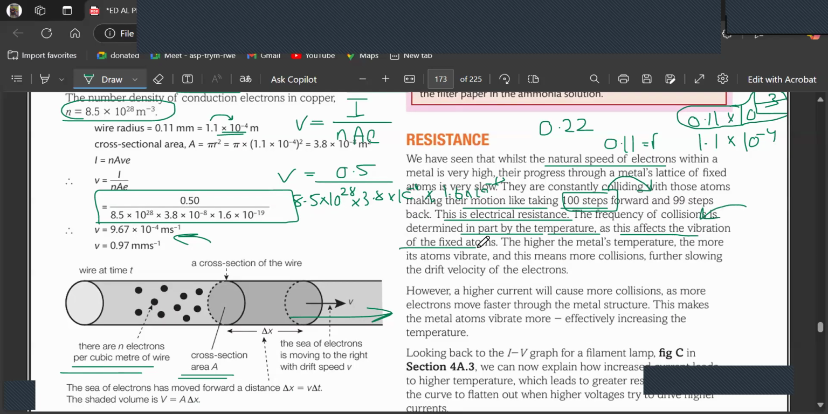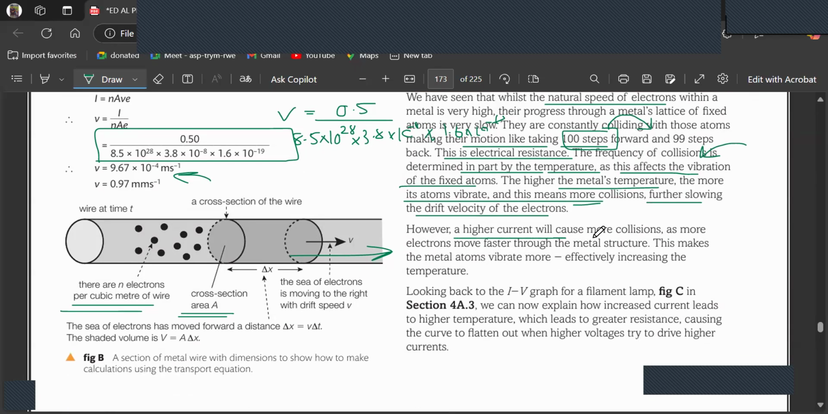The frequency of collisions is determined in part by the temperature, as this affects the vibration of the fixed atoms. The higher the metal's temperature, the more its atoms vibrate, and the more collisions there would be, further slowing the drift velocity of the electrons. However, a higher current will cause more collisions as more electrons move faster through the metal structure. This makes the metal atoms vibrate more, effectively increasing the temperature as well.